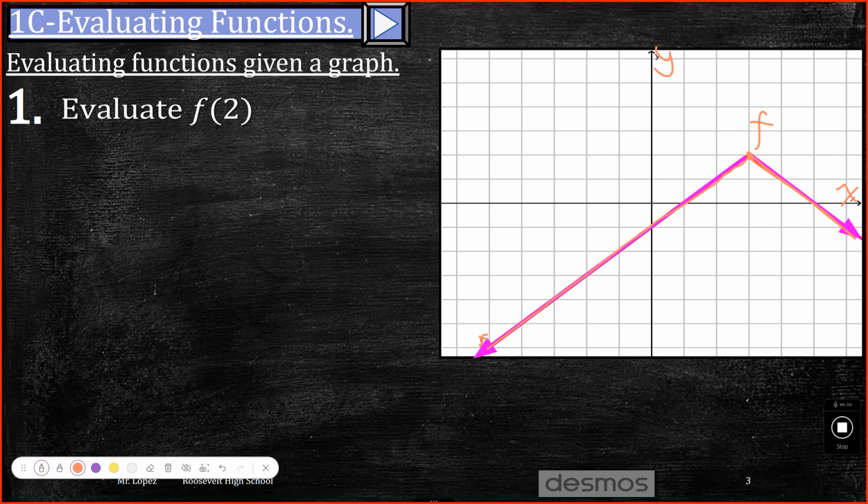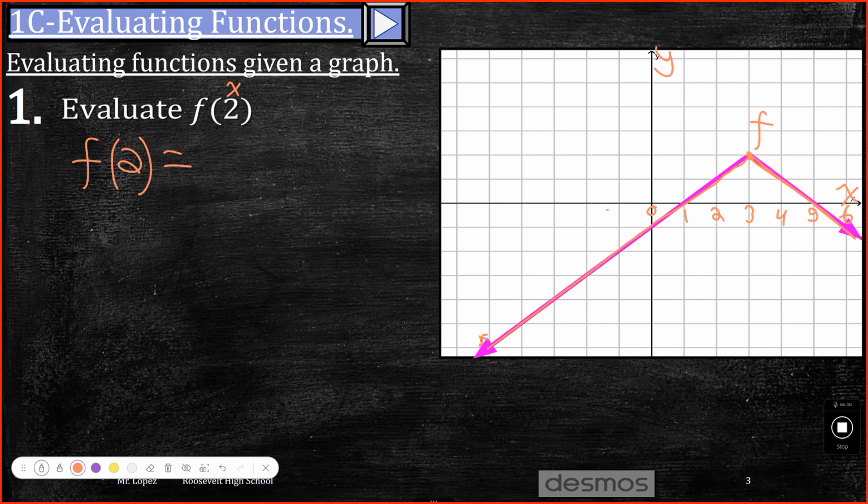Okay, so it says here to evaluate f of 2. What is f of 2 equal to? Well, look, 2 is the input x. So what is its corresponding output y? Well, easy. Go to the graph. This is x is 0, x is 1, x is 2, x is 3. It's called a number line.